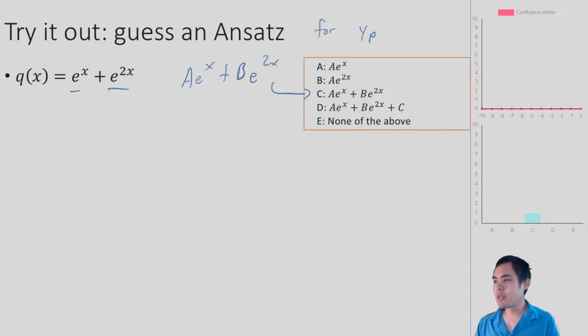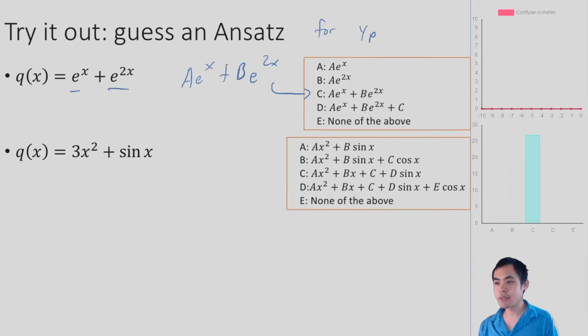Okay, it seemed like people were really confused by that. So if you have questions about that, you should ask. So basically, all we're saying is that when you look at the q of x, you can guess a particular solution by just looking at something that looks like the right-hand side. Let's try a different one and see if this makes a little bit more sense to you. So what about 3x squared plus sine x?